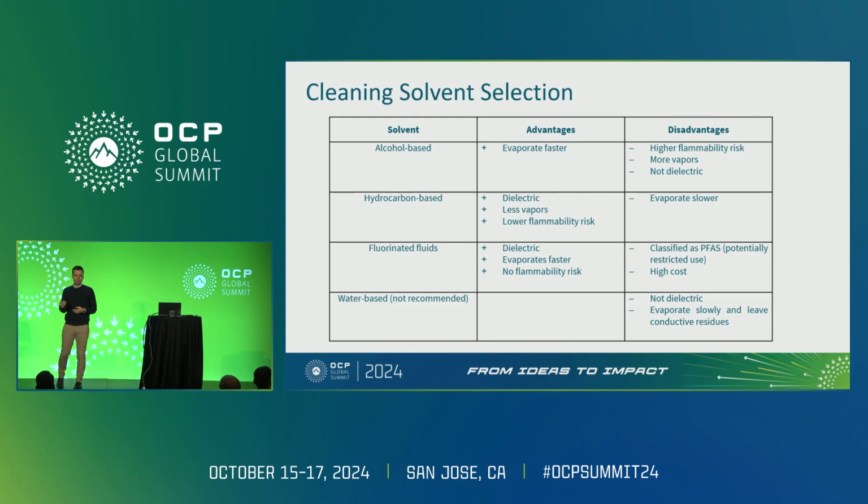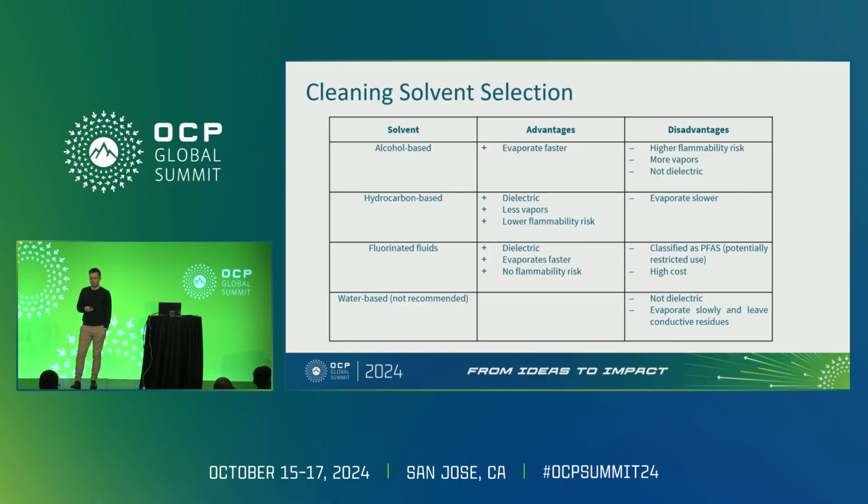One of the things we also talked about initially was cleaning solvent selection, and this was a discussion that actually came from some of the safety guidelines earlier. So the solvents that you might use to remove some of these fluids, here's a list. You have alcohol-based solvents, which can be quite nice in the sense that they evaporate quickly, right? That's a good trait. But then they have some disadvantages in that they're more flammable. They also produce more vapors because they evaporate faster, and this can obviously create safety concerns.